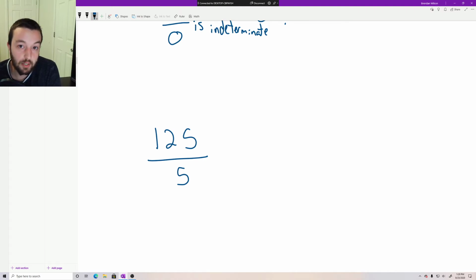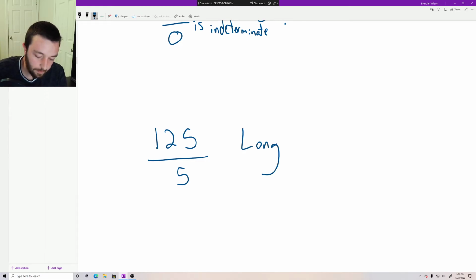The answer ends up being 25. So if we wanted to really guess, we'd have to guess 1, 2, 3, 4, 5, 6, 7, all the way up to 25 and do the multiplication every time until we figured out that that was the answer. A better way to do this is by what's called long division. Okay, so long division.